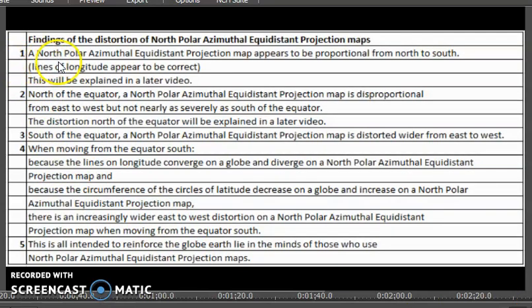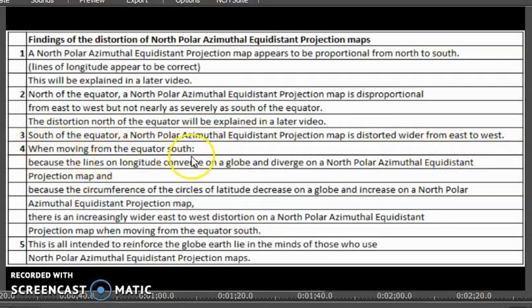So here are the findings. A north polar azimuthal equidistant projection map appears to be proportional from north to south. Lines of longitude appear to be correct. This will be explained in a later video. North of the equator, the azimuthal map is disproportional east to west, but not nearly as severely as south of the equator. And the distortion north of the equator will be explained in a later video.